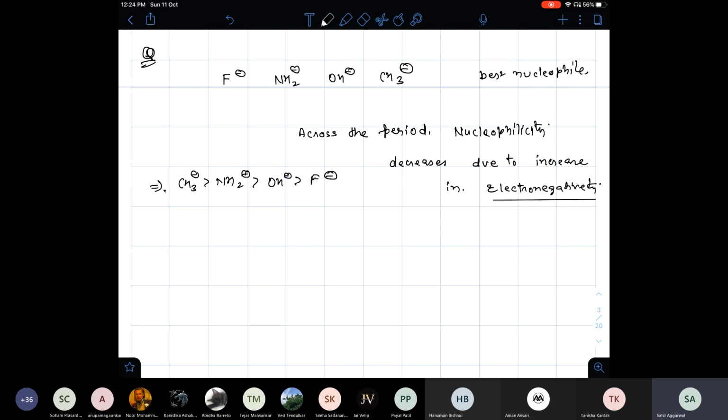Understood? Ved, और शांतनु, sir, they should not hold the negative charge. They should be unstable with that negative charge. अगर अनस्टेबल होंगे तभी तो वो अटैक करेंगे, स्टेबल होंगे तो लेके बैठ जाएंगे. Why will they attack? We want them to attack.